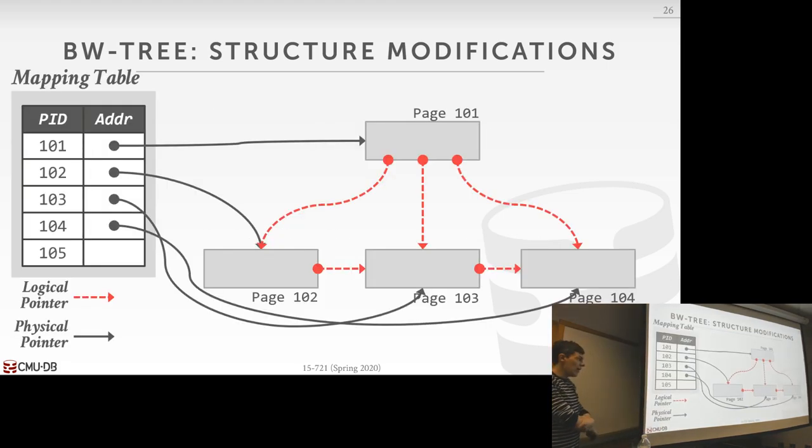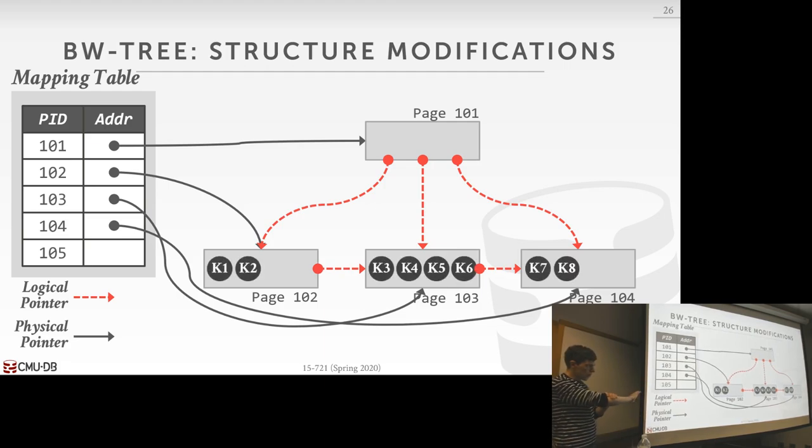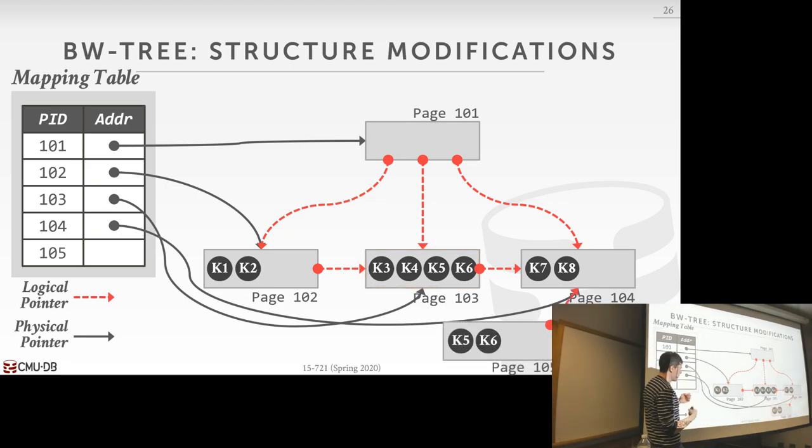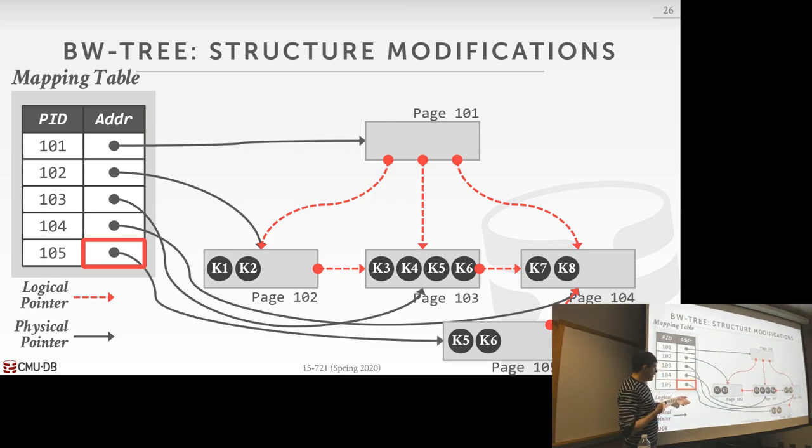So let's look at an example here. Now we have four pages, and the keys are organized like this. We want to do a split on 103. We don't have to insert anything, let's just do a split. So the first thing I'm going to do is a split from my thread, with a virtual node here that nobody can actually see yet, and it's now pointing to the next sibling, 104. Now I'm going to do a compare and swap here. Nobody else could get in there before I did, so that's not a big deal.